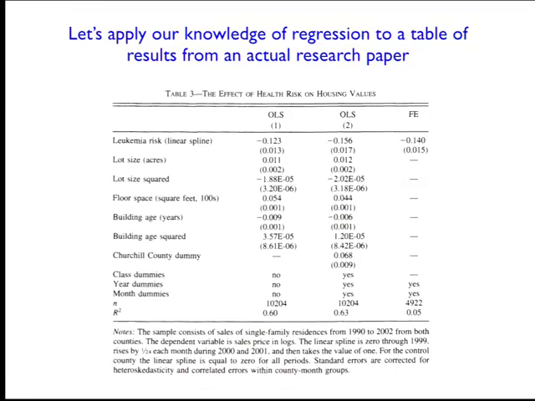So the other variables that are in there are a case where he's adding controls because he thinks that there's going to be differences between houses that are in the high leukemia risk area and houses that are in the low leukemia risk area. And so he wants to try to control for those differences to the best that he can.